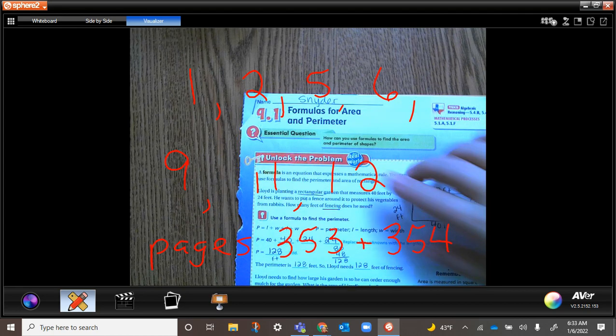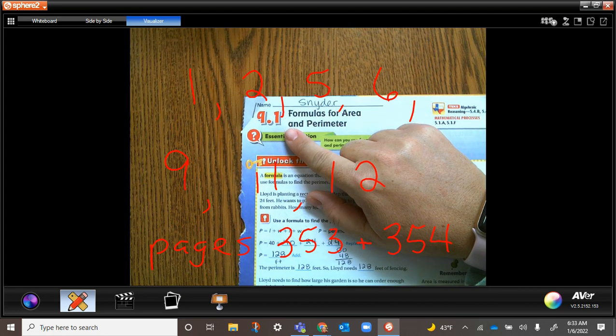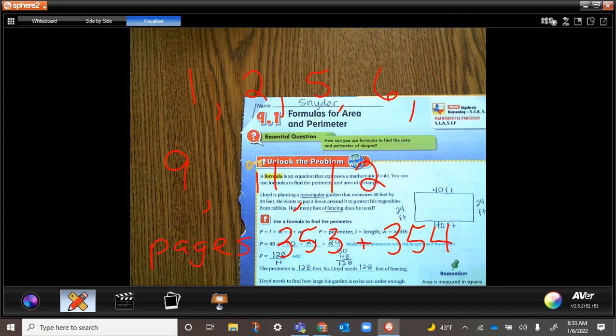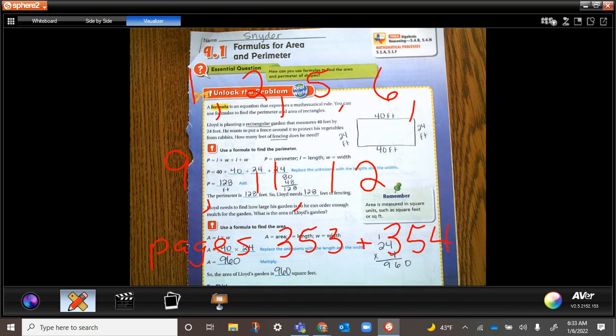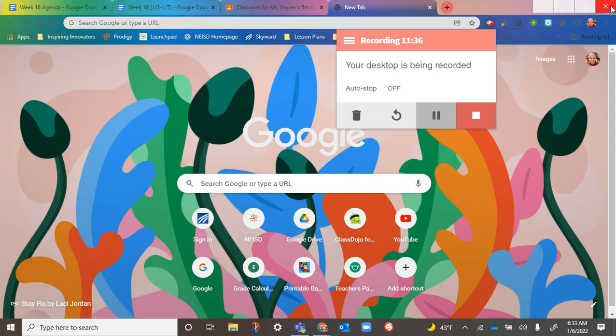Again, you can get to your 9.1 if you go to Launchpad and go to your Go Math or Think Central, and it's under the lesson. So 9.1, it's formulas for area and perimeter. And let me know if you have any questions. Thanks.